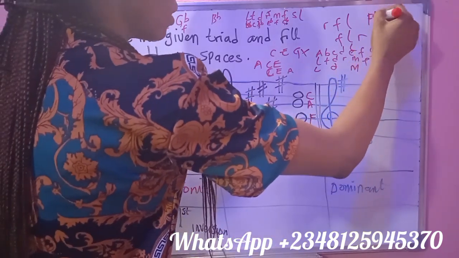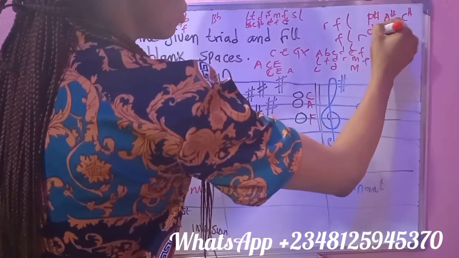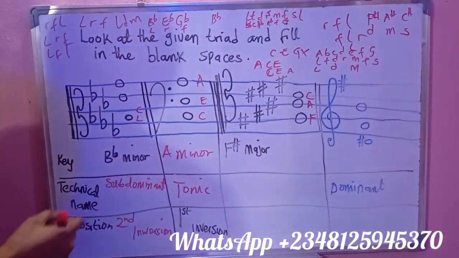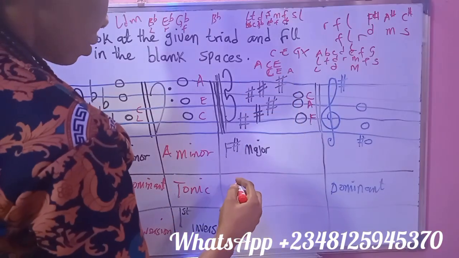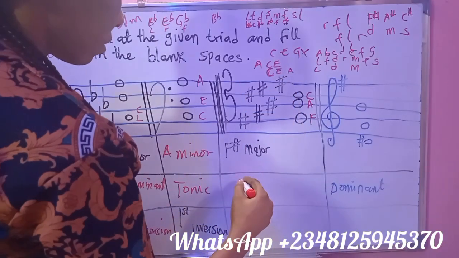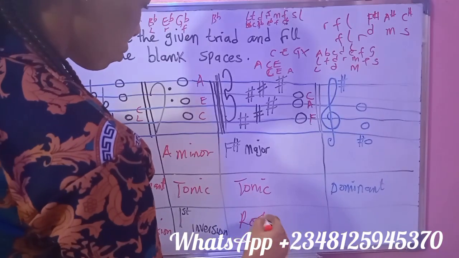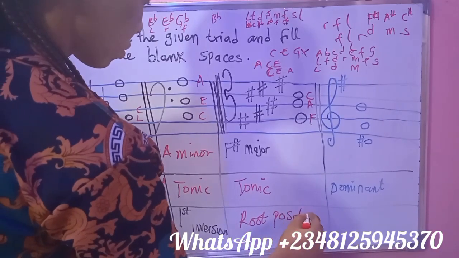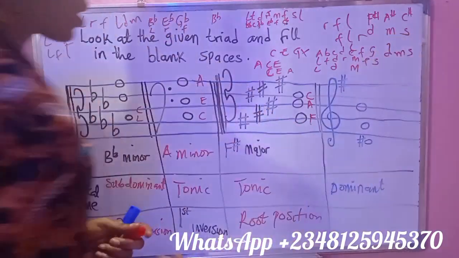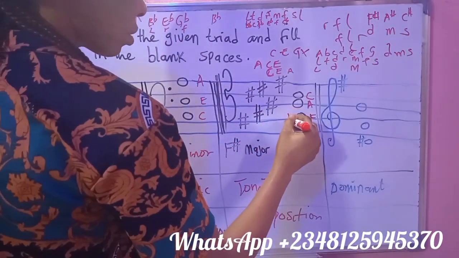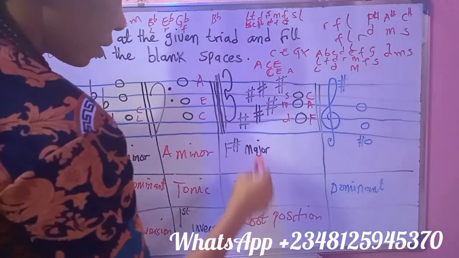So we have F sharp, A sharp, and C sharp to give us Do, Mi, So. Okay, so do we have it here? We have it, and it's in root position. So we say that this is a tonic chord, and then in root position. Do, Mi, So is tonic. So we have your Do, we have Mi, and we have So. So it's tonic and then it's in root position.